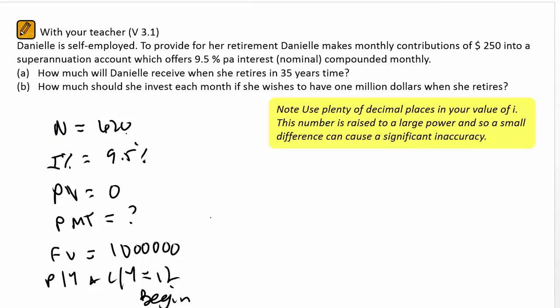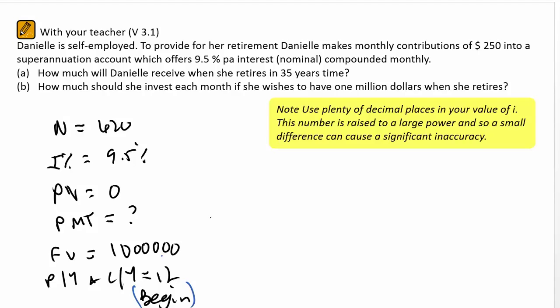So you can see the paper trail we have to leave. 420 payments, 9.5% interest, present value 0. She starts with nothing. Future value is the $1 million. PY, CY is equal to 12. And as a reminder, at the end, the calculator is set on begin. We use the end when we're looking at payments made after we've got the money. So that's the situation for mortgages and loans, etc.